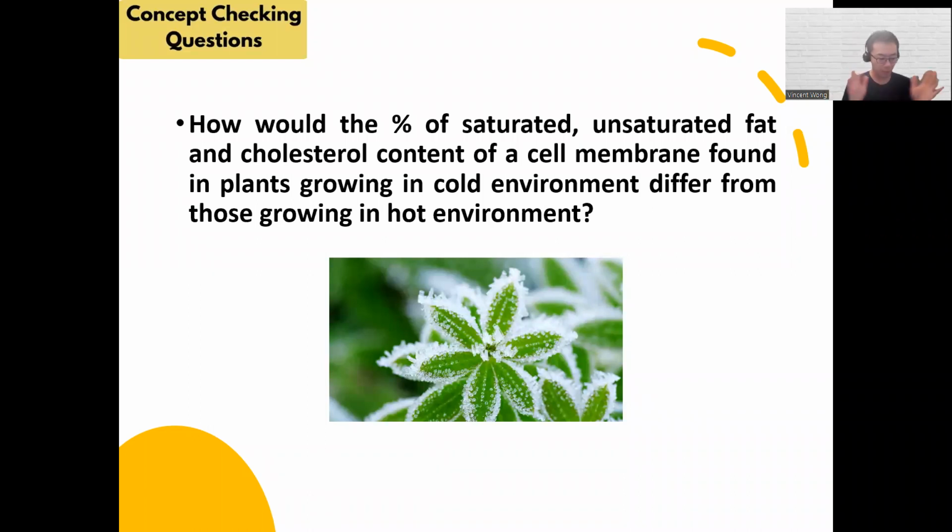Okay. Good discussion. Good conclusion. It doesn't matter if you get it right or wrong, right? It's about the process of discussing, right? And rationalizing, explaining why you think it is the way it is, right? But still, I'm going to tell you what the correct answer is. Let's talk about a cold environment. Okay. Cold environment.